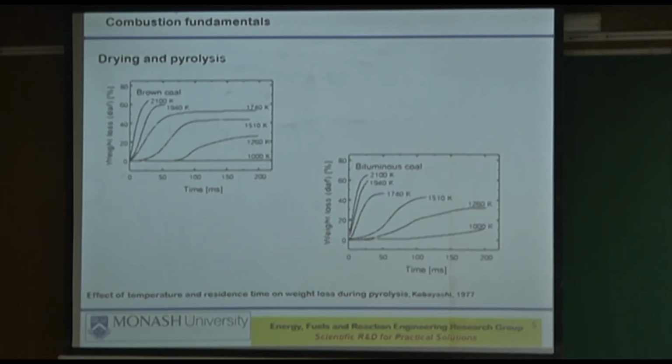So that's what this curve, this box or this figure actually means. This is entirely for the drying and pyrolysis. This is not for the char combustion at all. These two boxes are both for brown coal. Char combustion will also take place, but that's not being shown here.